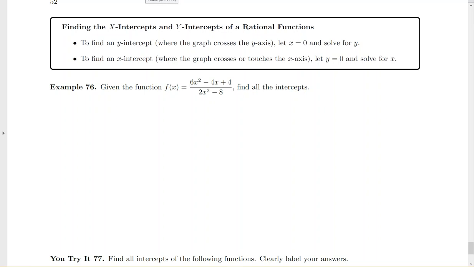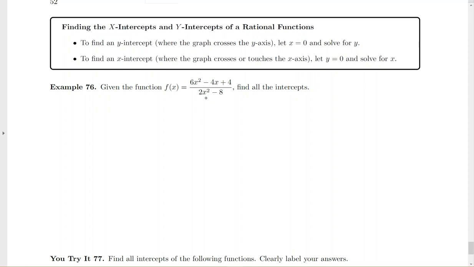We're going to be finding x and y intercepts to these following rational functions. And when you do that, you're solving it just like you did when you were finding x or y intercepts for any function. To find a y-intercept, or where it crosses the y-axis, you let x equal 0, or all the x's are going to be 0, and then you solve for y. And for the x-intercept, or where it crosses or touches the x-axis, you're going to let y equal 0 and solve for x. The y-intercept is usually the easier one, and it involves just arithmetic.